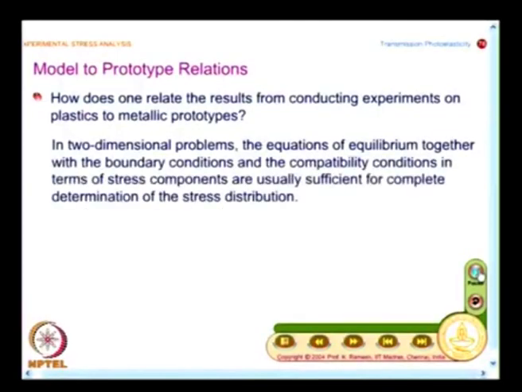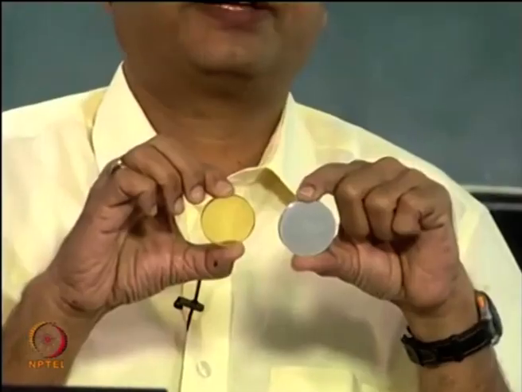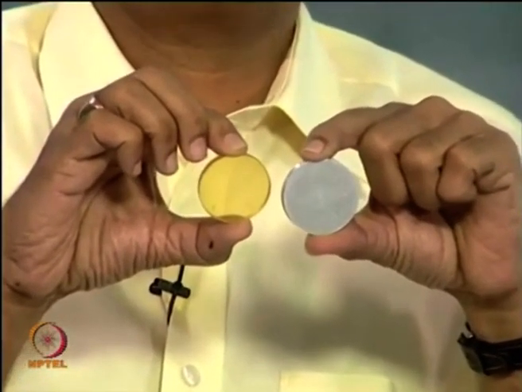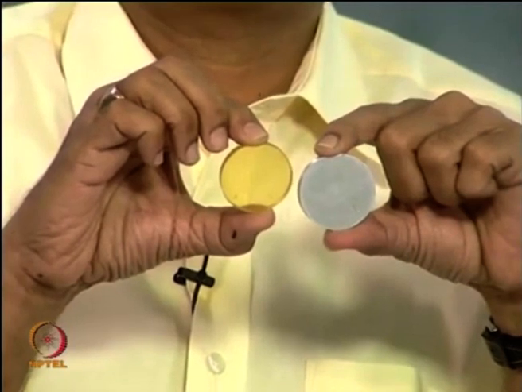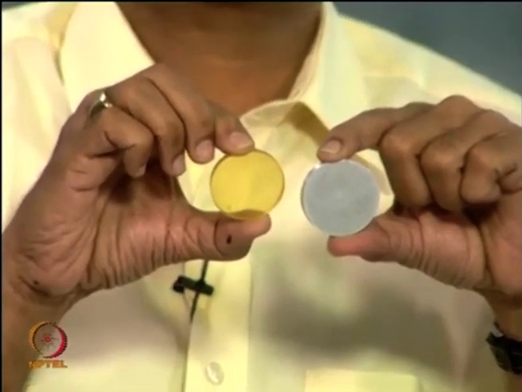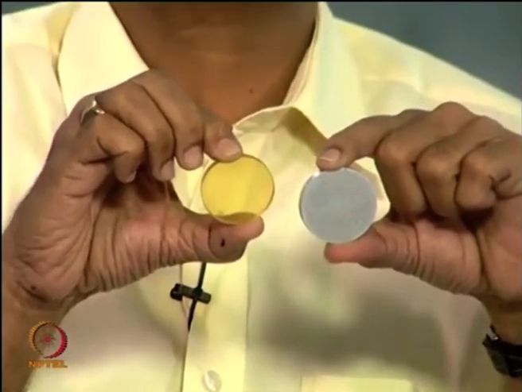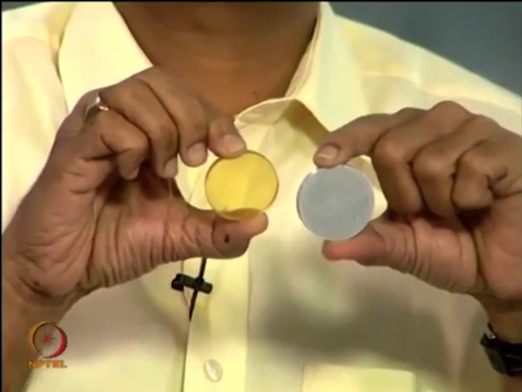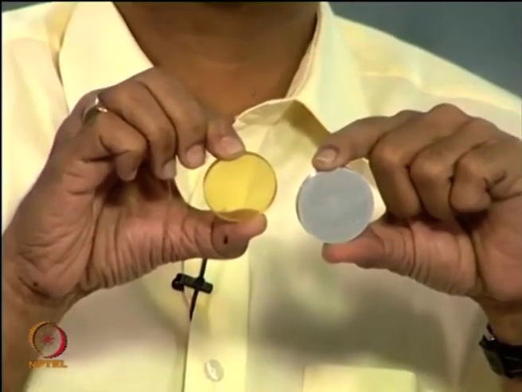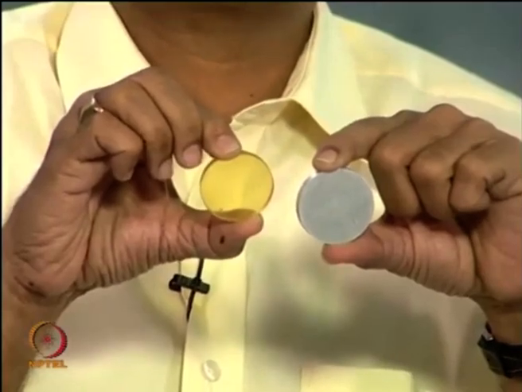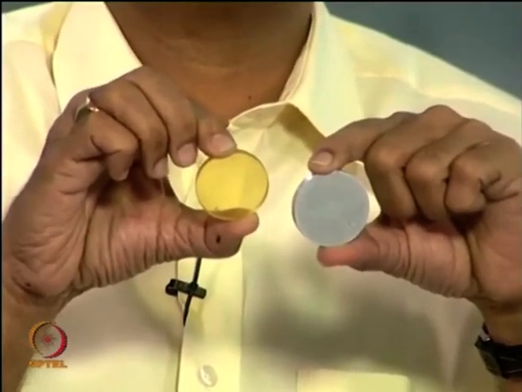Now we come back to our famous problem. I have a plastic model. This plastic model is polyurethane, and I have an aluminum specimen, and I apply the same diametral compression load. What will happen to the plastic model? The plastic model will deform visibly, because it has a lower Young's modulus, whereas aluminum is about 70 GPa and plastic is around 3 GPa in general, and polyurethane is much smaller than that.